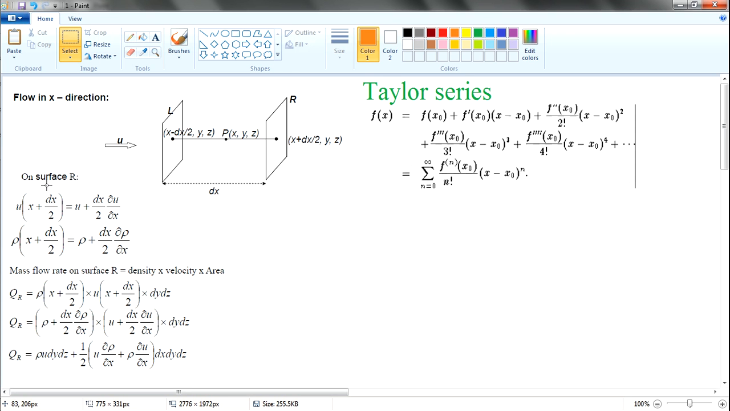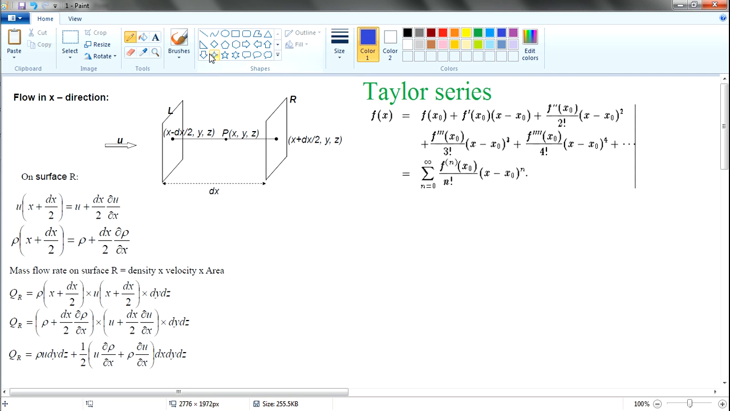Alright. So in order to find the velocity that is coming out from surface R, we are trying to find it using a certain rule, in this case the Taylor series. And how do we change this into this? What is actually the meaning of this, and what is the meaning of this? I'll just explain over here.